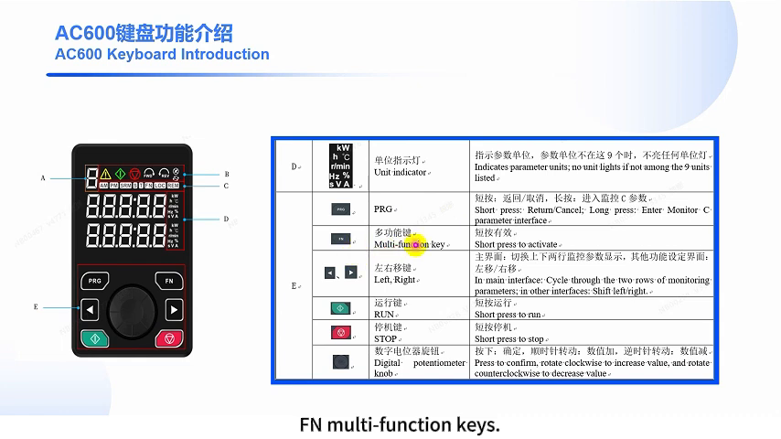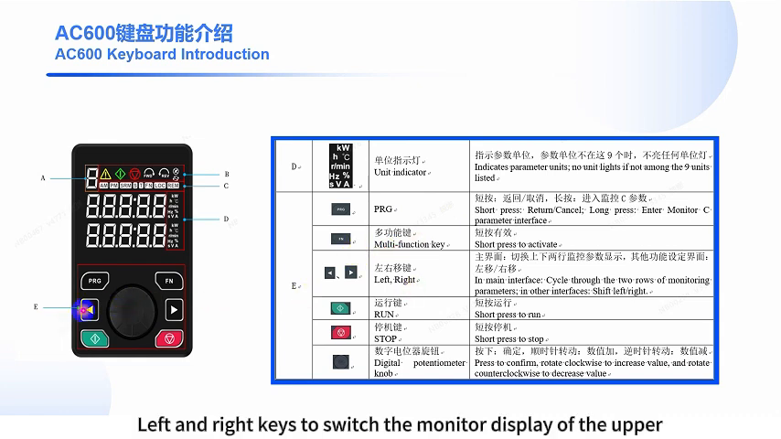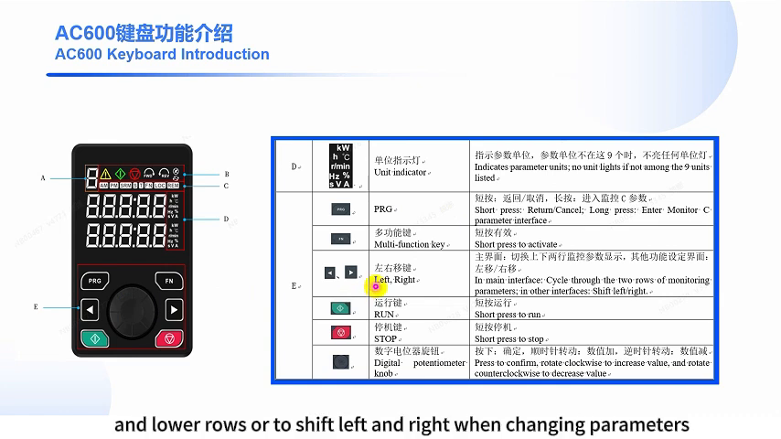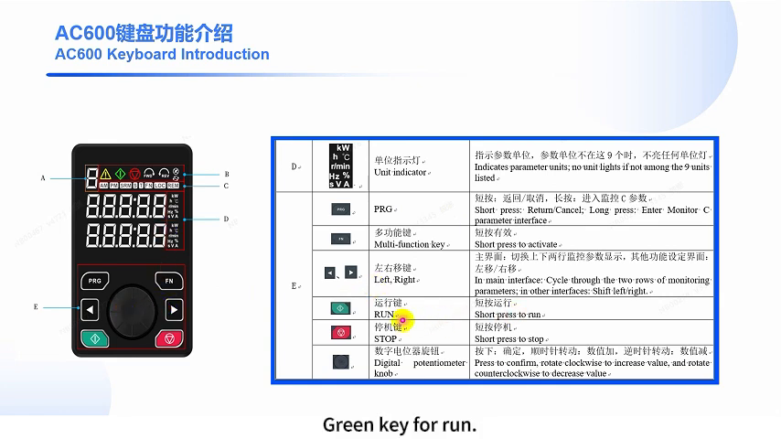FN multifunction keys. Short press to activate. Left and right keys to switch the monitor display of the upper and lower rows or to shift left and right when changing parameters. Green key for run. Short press to activate. Red key for stop, short press to activate. Digital potentiometer knob. Press to confirm. Rotate clockwise to increase value, and rotate counterclockwise to decrease value.